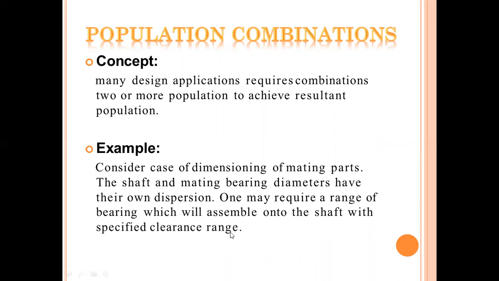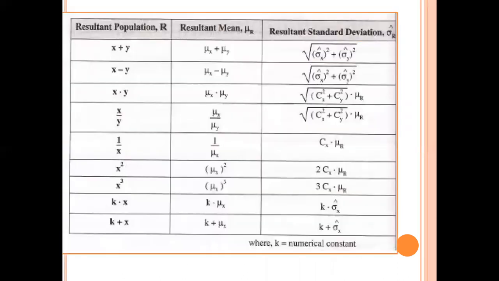So the diameter of the bearing and the diameter of the shaft are two different variables, which means two different populations. The size of the shaft is one population, and the diameter of the bearing is the second population. We have to combine them to fit the shaft into the bearing. At that time, we have to consider population combinations. So what are the resultant populations? The resultant mean mu r and resultant standard deviation sigma r. If we have two populations x and y, what will be the resultant mean and the resultant standard deviation?